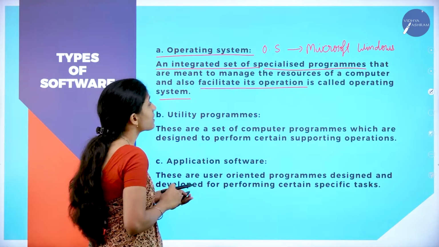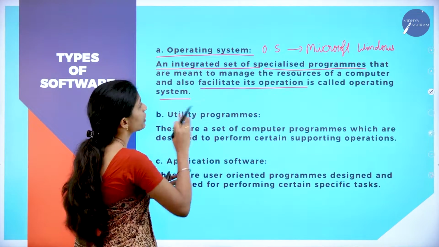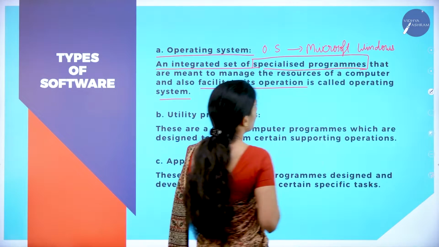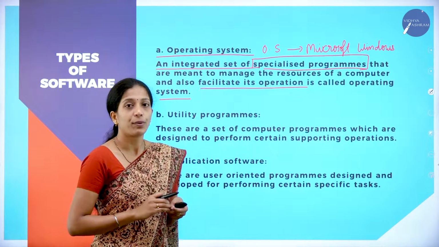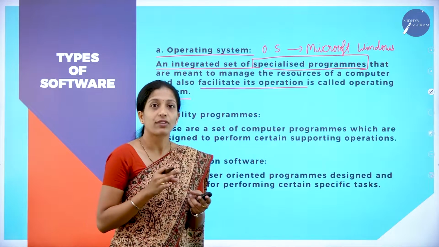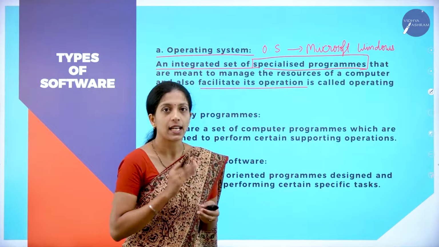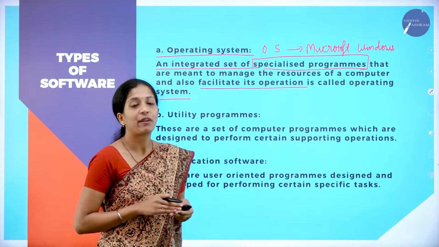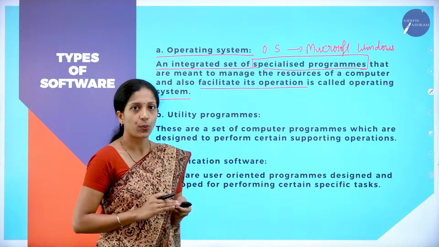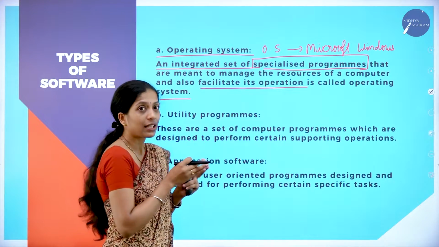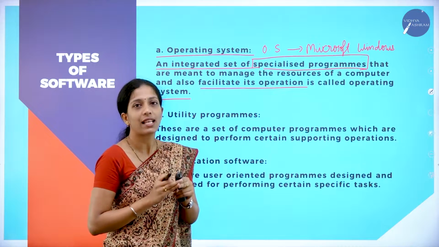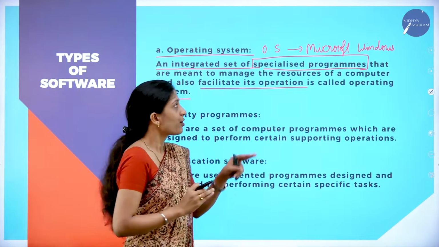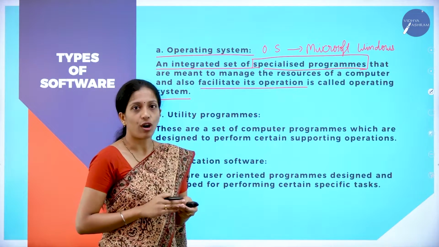So, it is an integrated set of specialized programs. It contains a number of specialized programs which are installed into the computer so that all the activities of the computer are operated properly. That is known as what? Operating system. As I told you, the best example for operating system is Microsoft Windows, which contains an integrated set of specialized programs which help the user to perform various activities. So this is the first type of software.